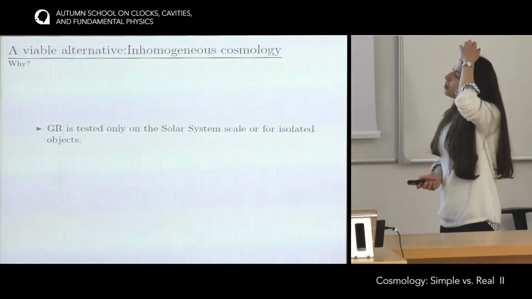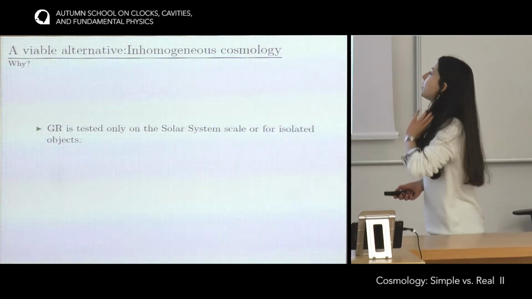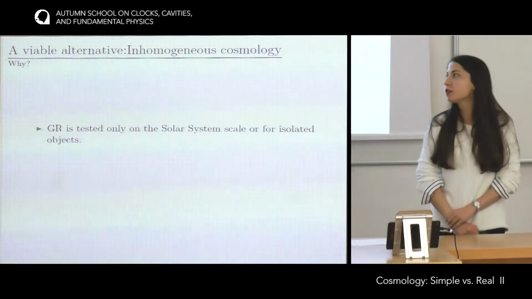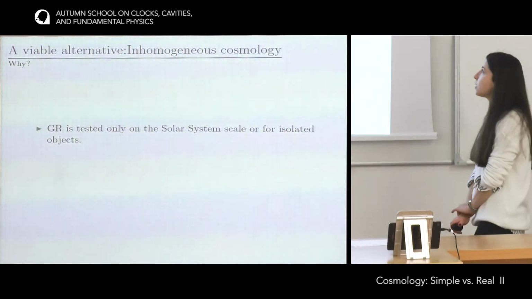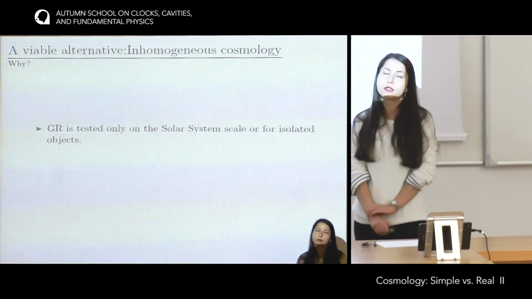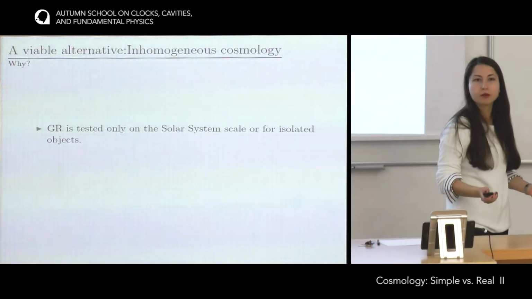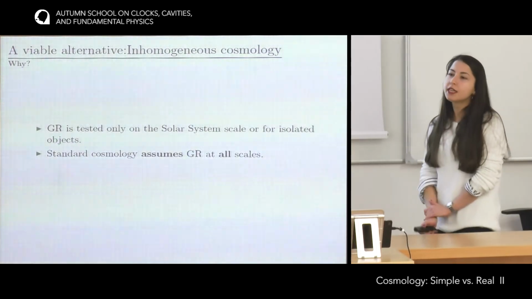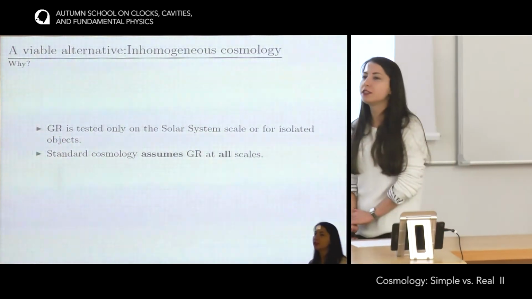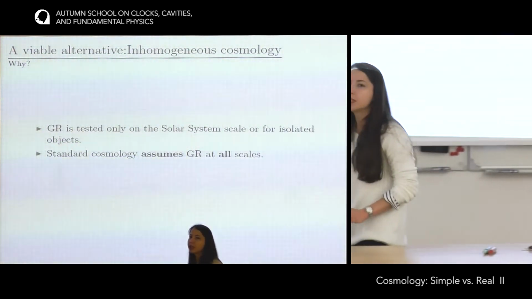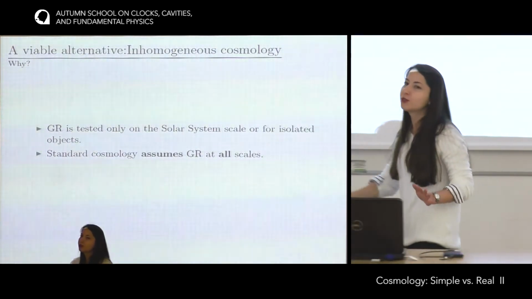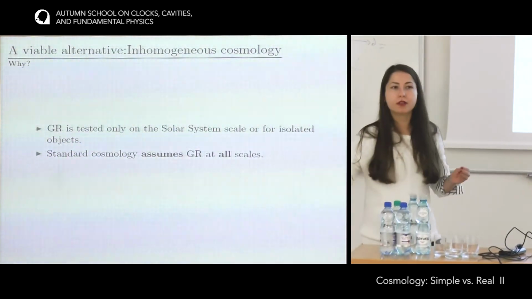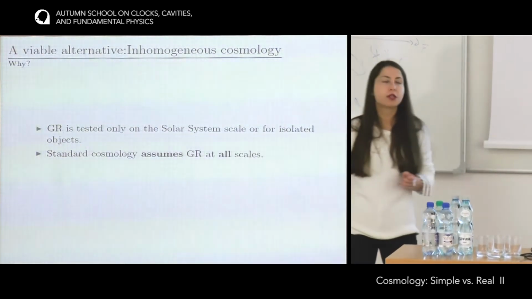And the other discussion people give when they talk about inhomogeneous cosmologies, which is really important, is that general relativity is tested only at solar system scales, or for isolated objects like black holes. Standard cosmology assumes GR at all scales, because we say that the universe is homogeneous and isotropic at all scales. We set one metric no matter which scale you're trying to measure.